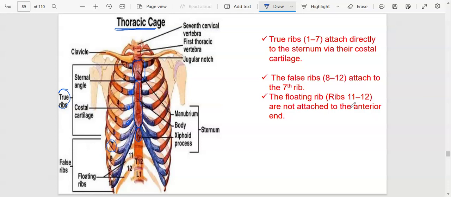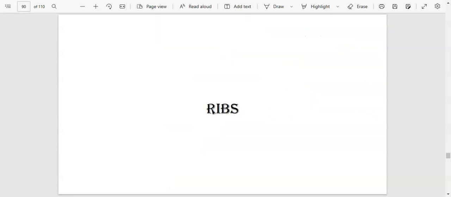And then ribs number 11 and 12 do not even attach to anything in front. They just attach to the vertebrae behind. So you can see they are just like that. They don't attach in front to anything. So those are the floating ribs, which don't attach to anything anteriorly.